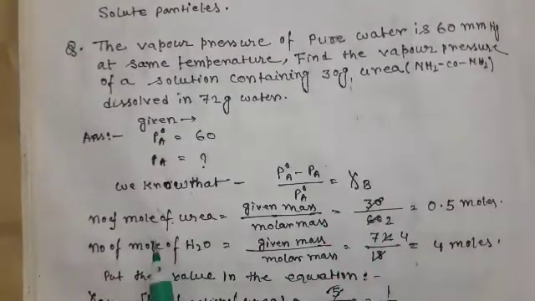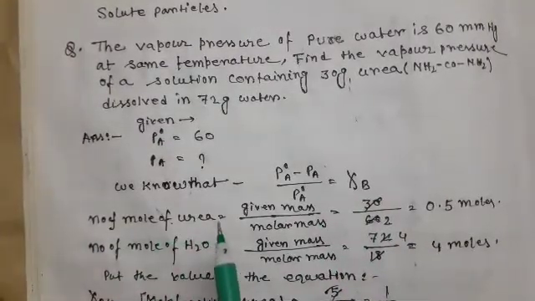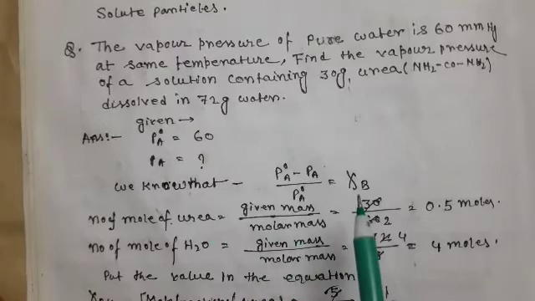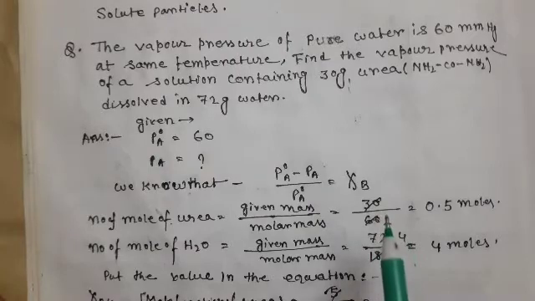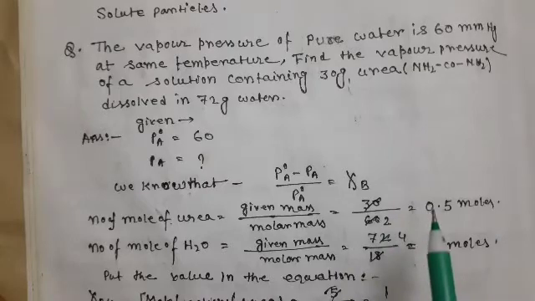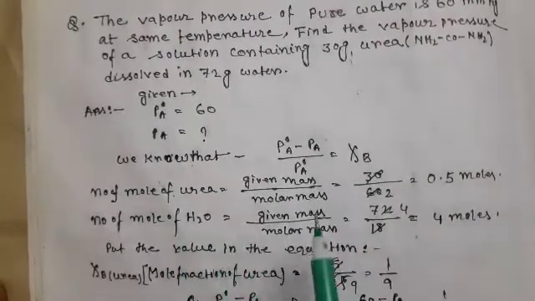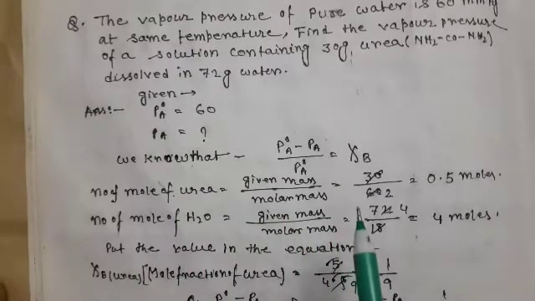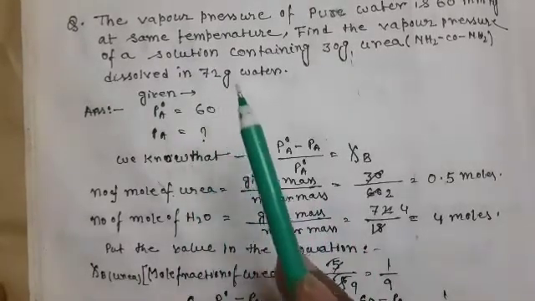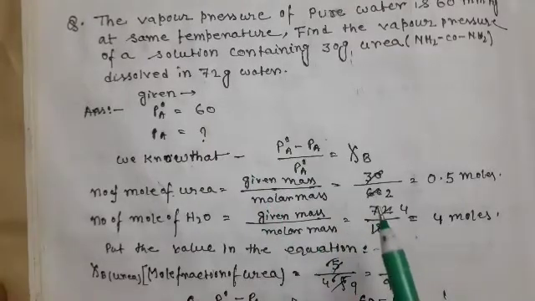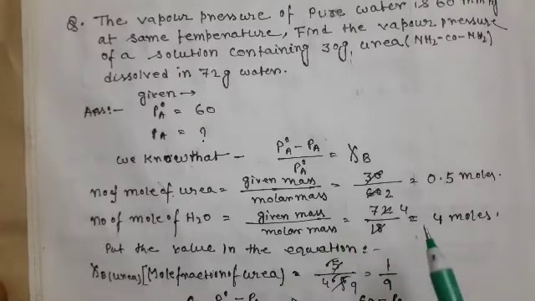Now we calculate the number of moles of urea, given mass by molar mass. The given mass of urea is 30 and the molar mass is 60, so the answer is 0.5 moles. Then the number of moles of H2O is given mass by molar mass. The given mass of water is 72 gram, and the molar mass of water is 18 gram. The answer is 4 moles.